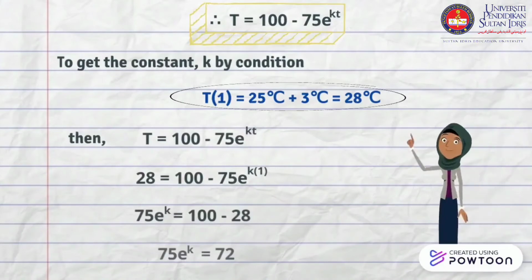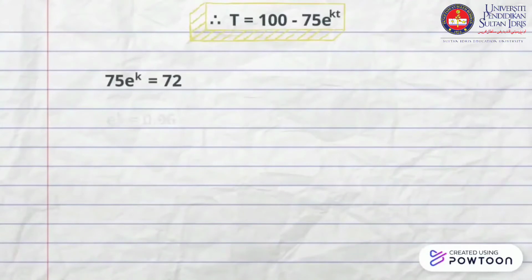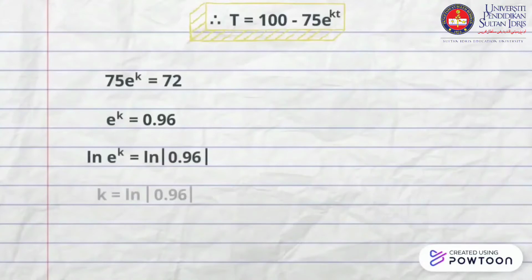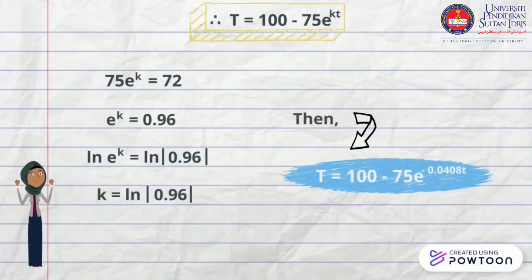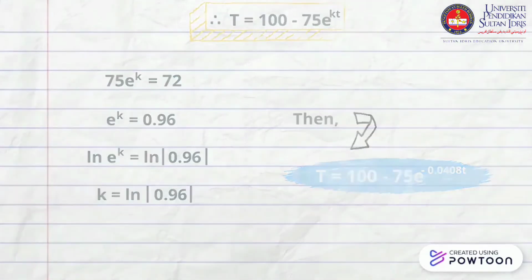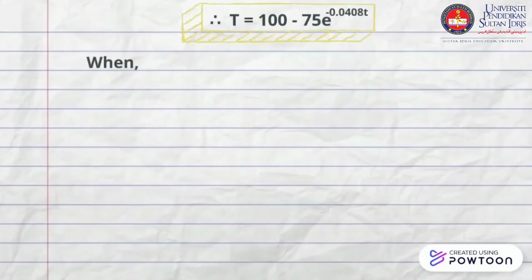Next, we get 75 e to the power of k equal to 72. And then we find k by taking ln of both sides of the equation, and we get k equal to ln 0.96 equal to negative 0.0408. The new particular solution we get is T equal to 100 minus 75 e to the power of negative 0.0408t.